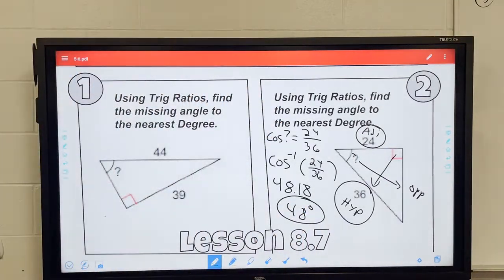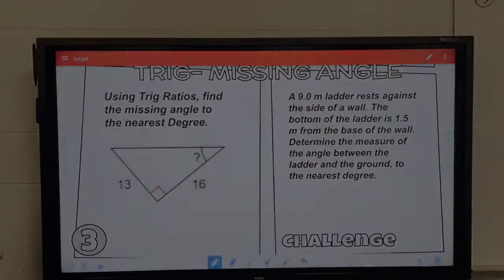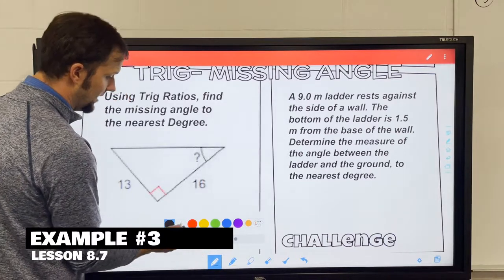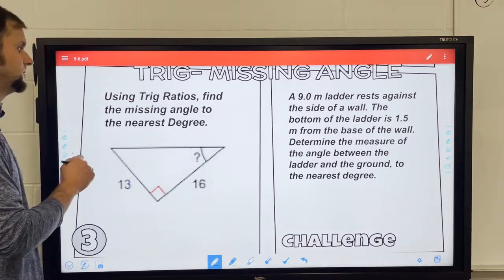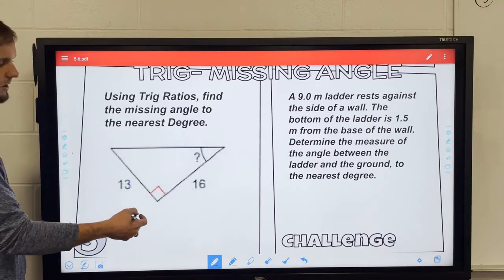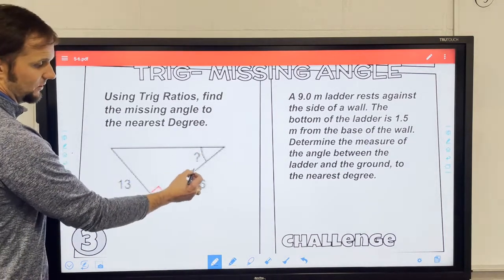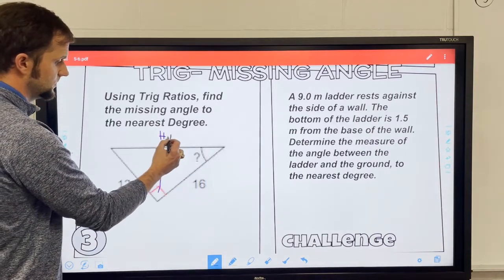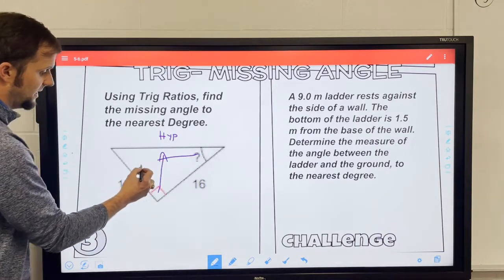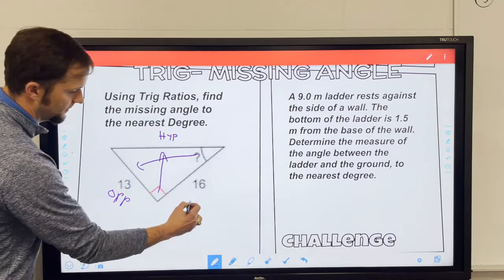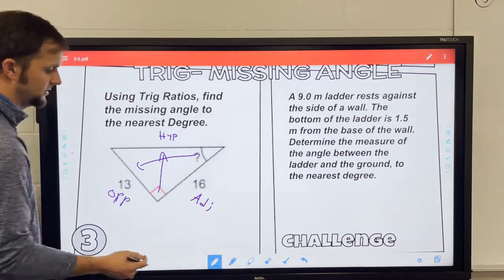Okay? Let's jump over to example number 3. On example number 3, we're doing the same thing again. I'm trying to find my missing angle again. So right here it says, using the trig ratio, we need to find the missing angle to the nearest degree. So again, this is my reference angle they're giving me. Opposite the 90 is my hypotenuse. Opposite my angle they want is going to be the opposite side. And then the third side is obviously going to be my adjacent side.